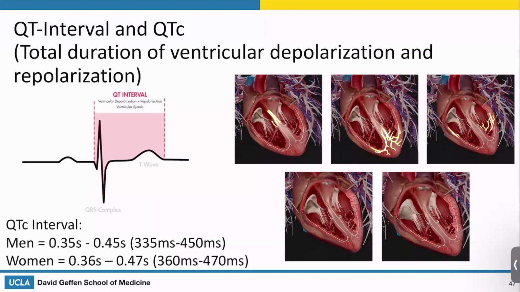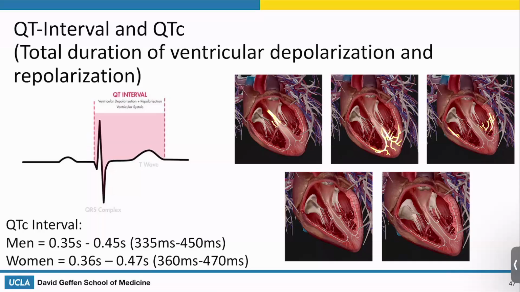Now, QTC or QT interval is the total duration of ventricular depolarization and repolarization. So we want to know how long it took for that heart to depolarize and repolarize, because if it takes too long, we're at risk for going into some lethal rhythms, because we can actually receive an impulse when we shouldn't be receiving impulses at this time. So we do not want this QT interval to be delayed. So we want to measure this QT interval.